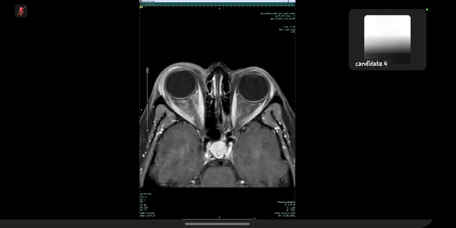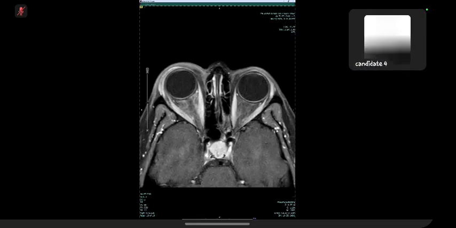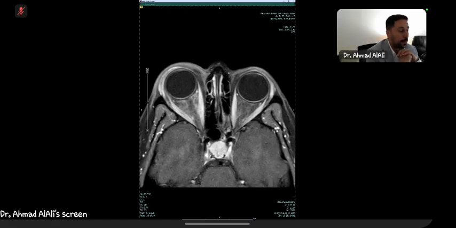I do not see any thrombosis there. So I would be thinking along the lines of an inflammatory process, likely IgG4-related disease. Other differentials would include inflammatory pathologies like neurosarcoidosis or sarcoidosis involving the orbit. Perfect. So what's your next step in management?